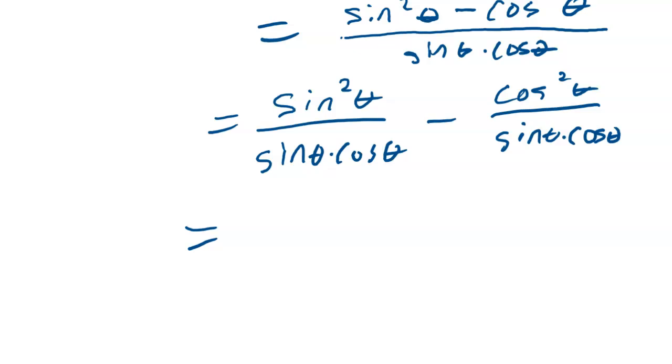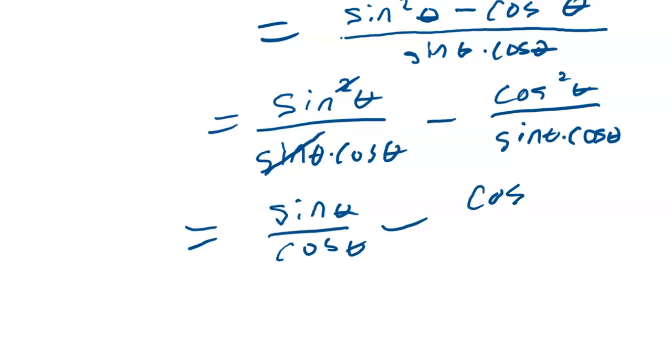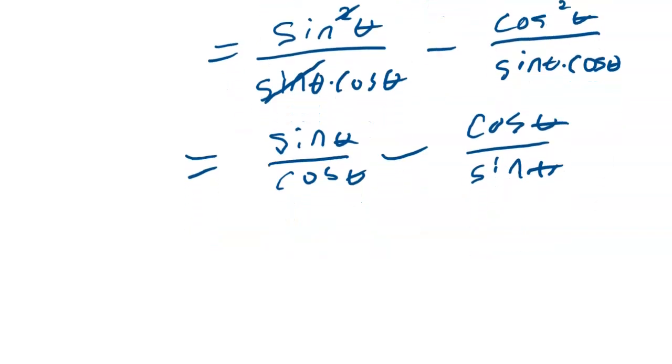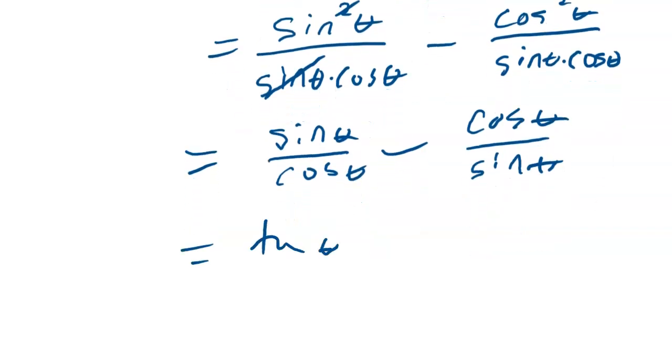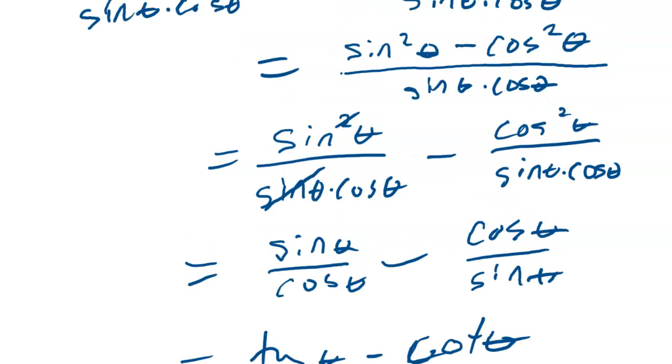All right, and then I can simplify. There's a sine squared there and a sine there. So you would have a sine on top and a cosine on bottom, because one of these sines would cancel out with one of the sines on top. Same thing with the cosines. So you get cosine theta over sine of theta. And then I believe I'm done. This is tangent theta minus cotangent theta. And we're done.